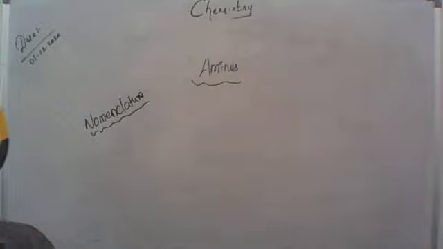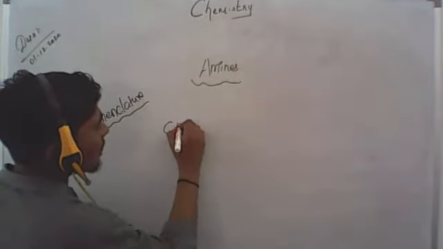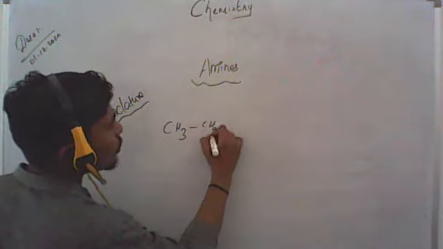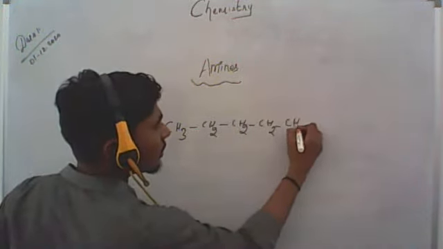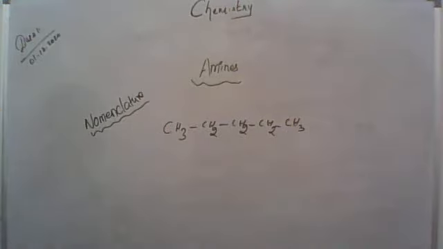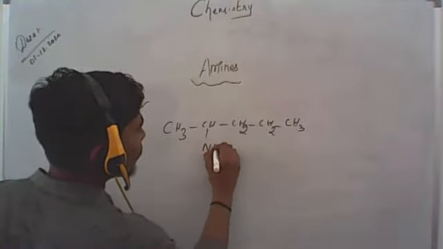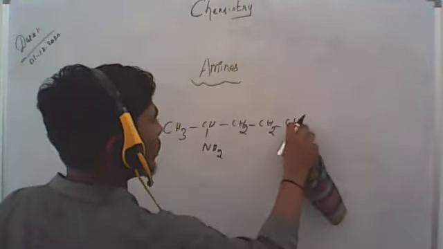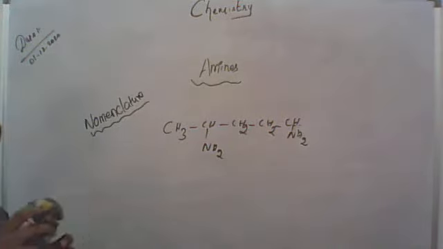Okay, see here. Now I am going to take an example. CH3, CH2, CH2, CH2, CH3. Okay, I am going to replace one hydrogen with an amine here, NH2, and in another place another amine, NH2. Okay, so see here, the number of amine functional groups.